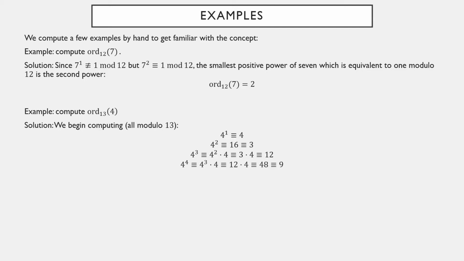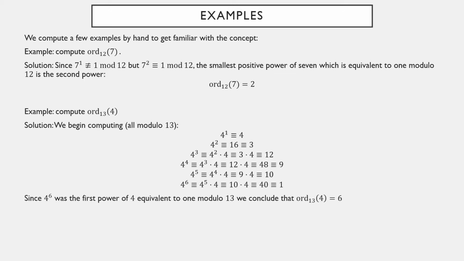4 to the fourth would be 4 cubed times 4, or 12 times 4. 48 modulo 13 is equivalent to 9. 4 to the fifth, we do 4 to the fourth times 4. 9 times 4, that's 36, but modulo 13, that's 10. 4 to the sixth, 4 to the fifth times 4, 10 times 4, 40, which mod 13 is 1. So the first time we saw a 1 in our list of powers of 4 was the sixth power, so the order mod 13 of 4 is 6.